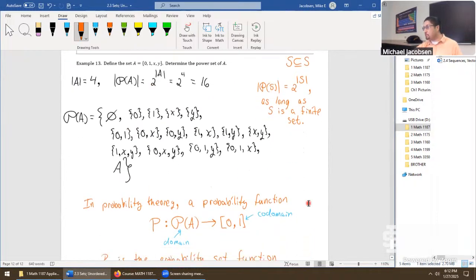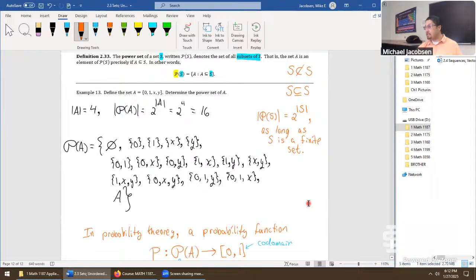But we did it, folks. That's the conclusion of this section on sets. Any last questions or comments whatsoever before we go to section 2.4? Looks like it's next.